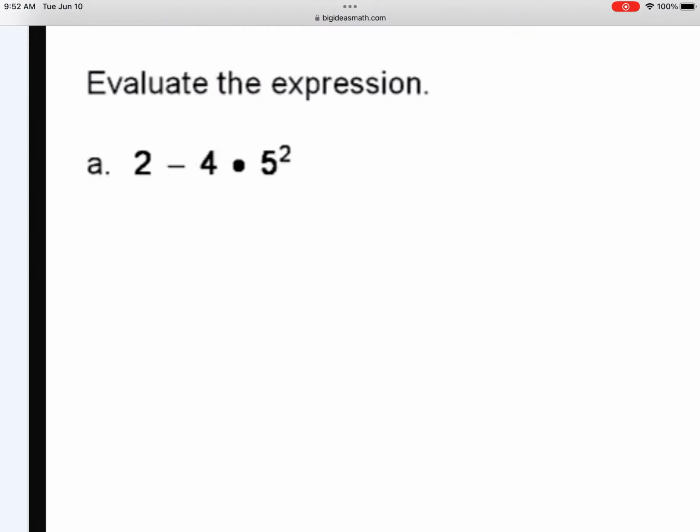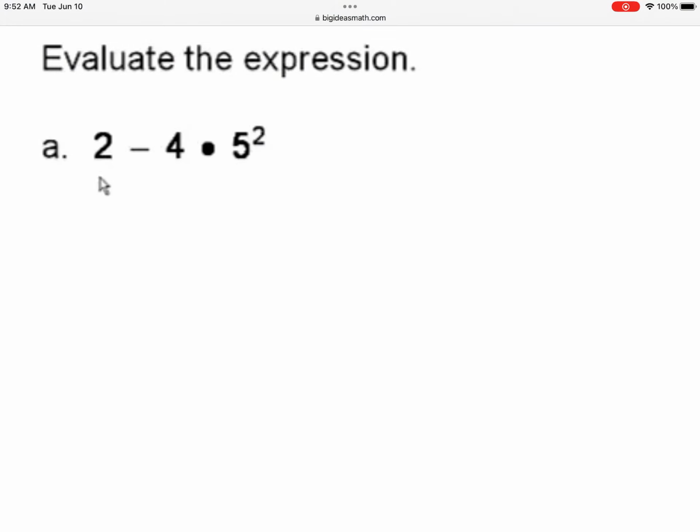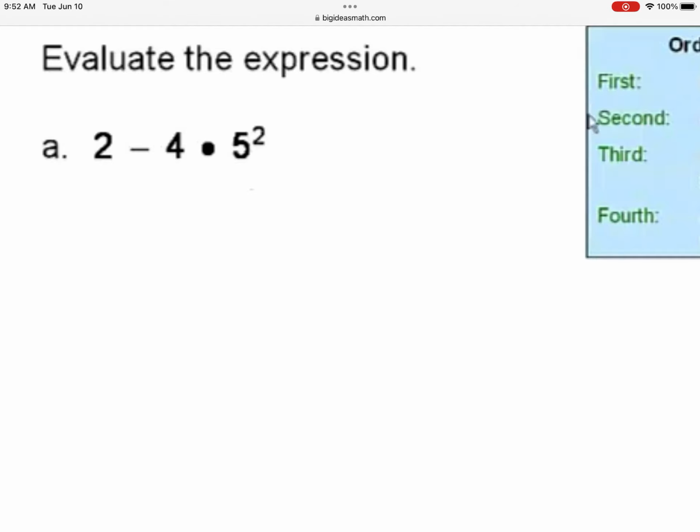Evaluate the expression. In the expression 2 minus 4 times 5 to the second power, there's more than one operation. So let's review the order of operations. To evaluate an expression involving more than one operation, use the following order.